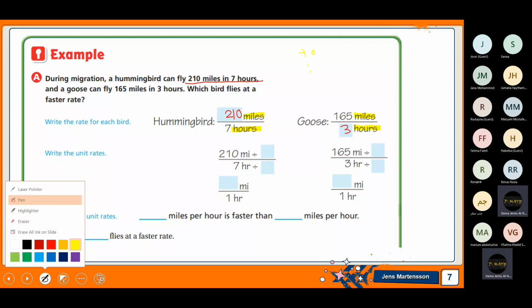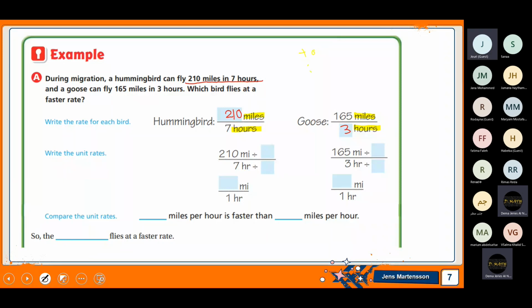So let's repeat. The first step, write the ratio as a fraction, numerator to denominator. Then divide by the denominator. Where's the denominator here? 7. Divide by 7. 210 divided by 7 equals 30 miles, not 31. So 30 miles per 1 hour. So the hummingbird can fly 30 miles per 1 hour.